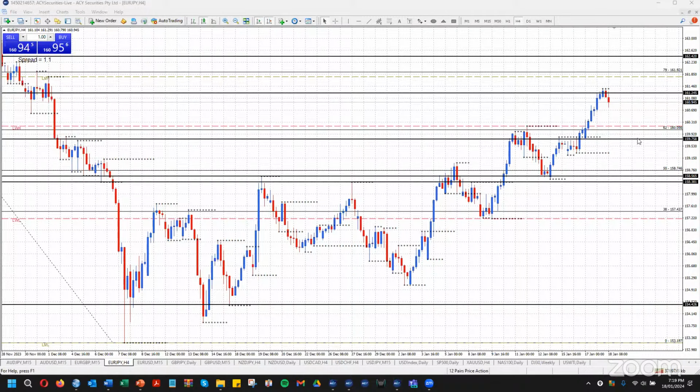All right, now, Euro yen, I'm just monitoring this area for a potential reversal, but I'm just having to see some more information.